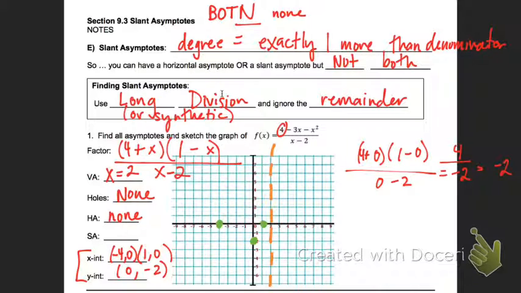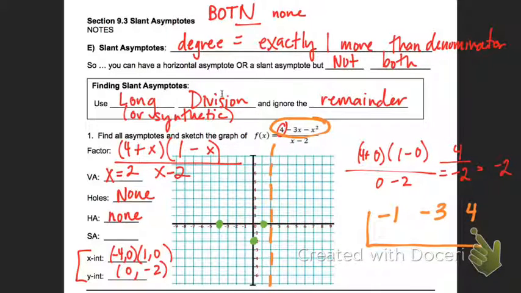So with synthetic division, I'm going to take my coefficients, which are the numbers in front of the x squared, the x, and the number. So what are those coefficients? The x squared one goes first: negative 1. The number in front of the x, negative 3, and just the number 4.